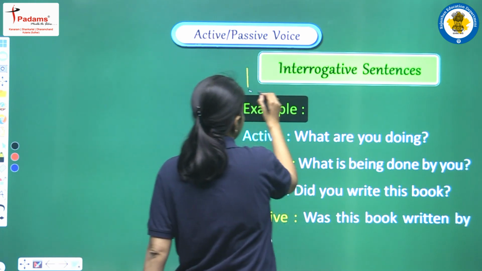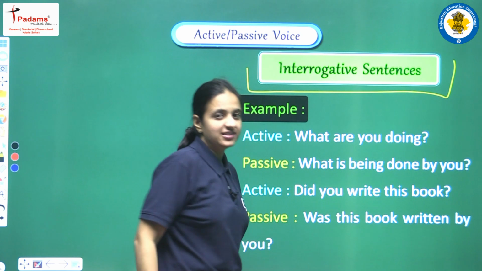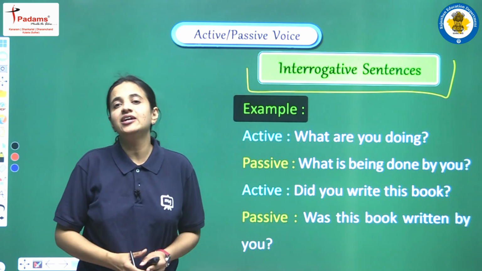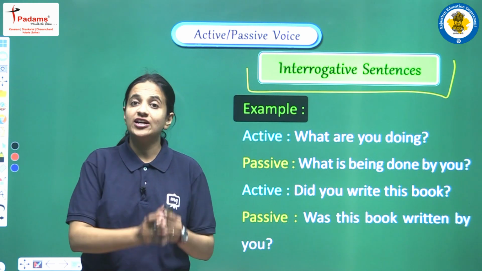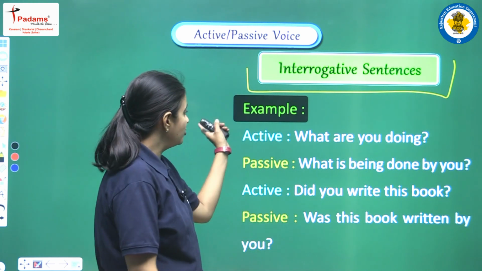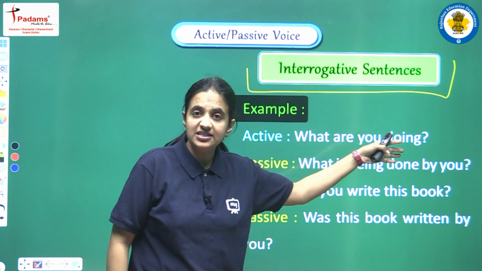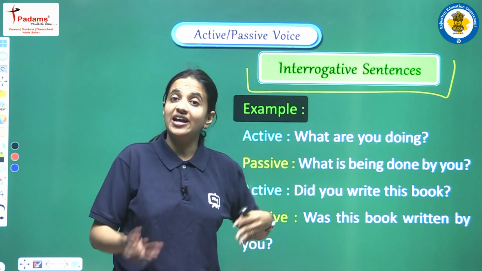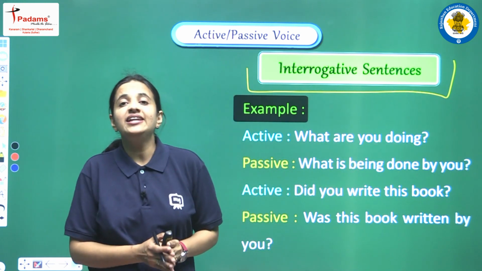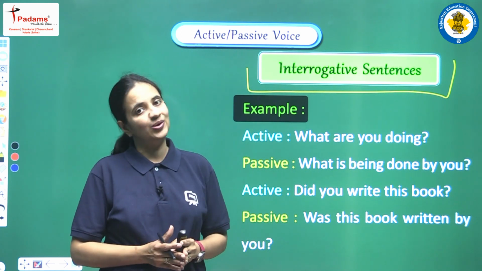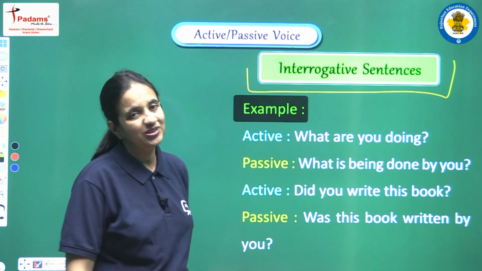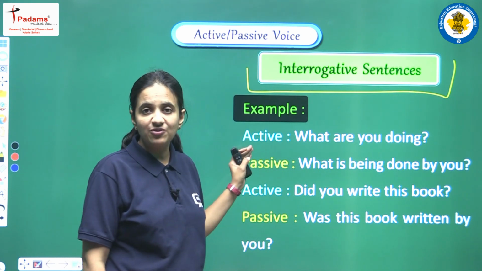Okay, so yes, if we have an interrogative sentence in the active voice, then also we can convert the sentence into the passive voice. But the most important thing that you actually have to learn is that we cannot change the form of the sentence. If we have an interrogative sentence in the active voice, then in the passive voice also we have to make an interrogative sentence only. Okay, so how do we make the changes? Let's see some of the examples that we have here.